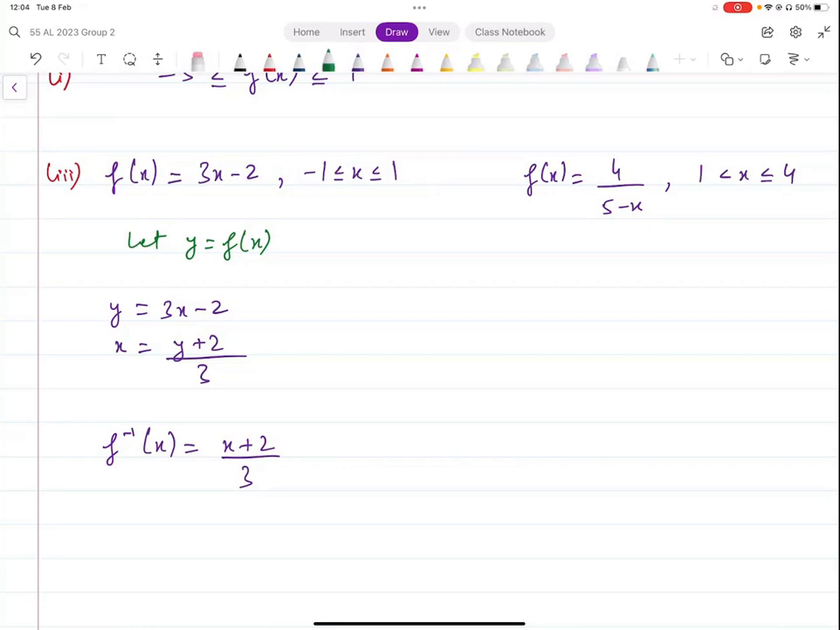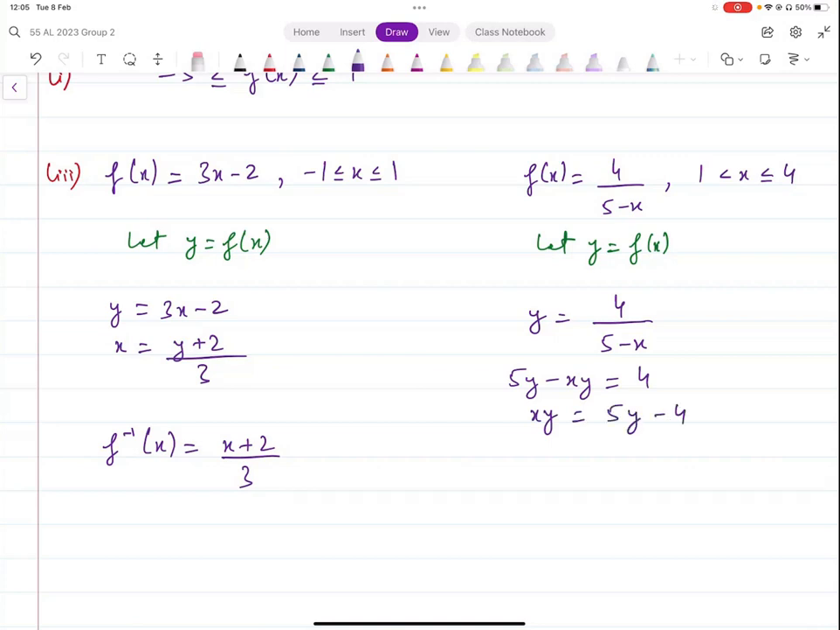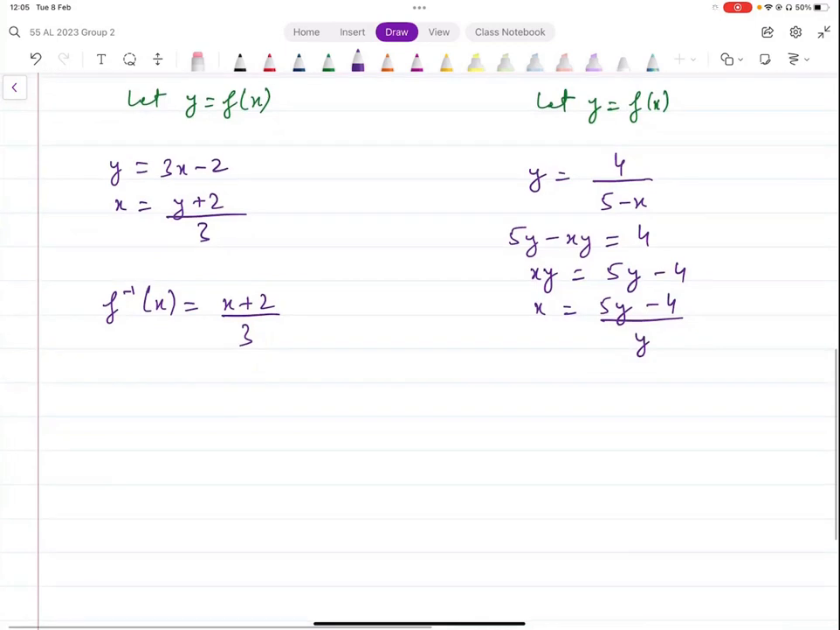Let's do the same here. We let y equals f of x, and then we say y equals 4 over 5 minus x. We multiply this on the other side, and that gives us 5y minus xy equals 4. We have to make x the subject. We have xy equals 5y minus 4, and x equals (5y minus 4) over y. You can write it like this if you want. You can also write it like this.